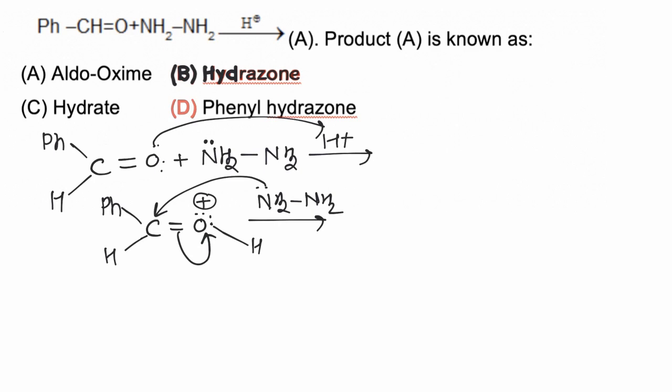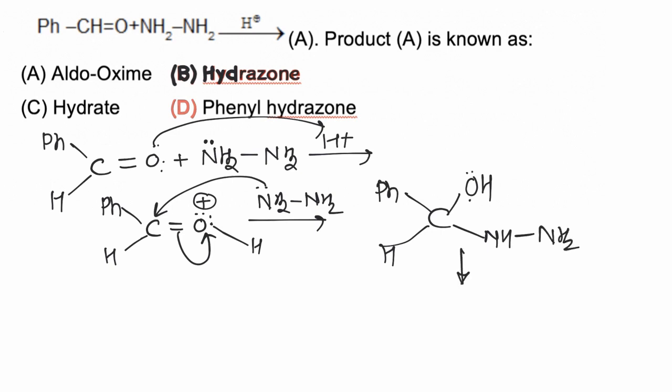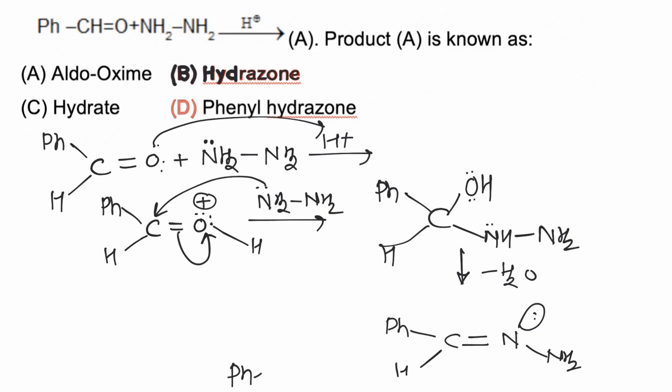Simultaneously electrons are shifted towards oxygen. So Ph, H, OH, NH, NH2 is formed. Now this molecule has both OH and NH2 on the same carbon, so it will release a water molecule and convert to C double bond N, NH2 lone pair, H and Ph. Now this molecule formed is called phenyl hydrazone. Phenyl hydrazone is formed as a product, and hence the correct answer is D. Phenyl hydrazone is the product.